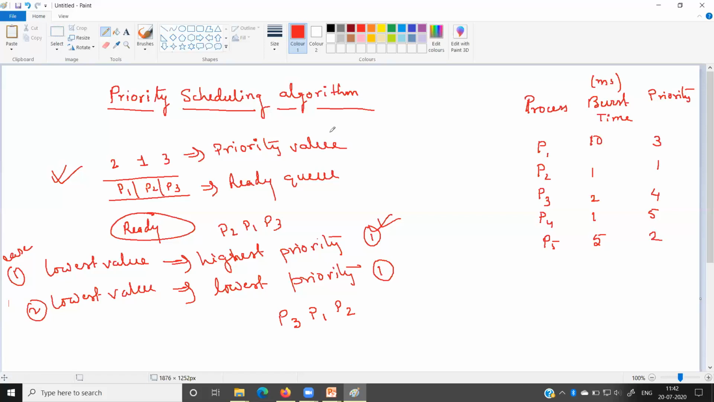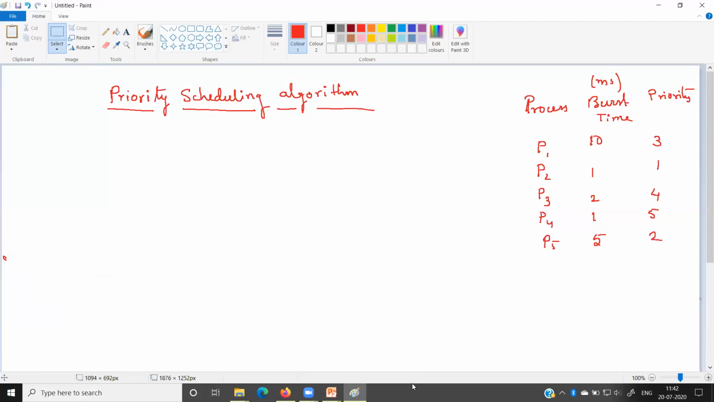Now, consider the example given over here. In this example, you can see there is a set of processes P1, P2, P3, P4, P5. The burst times are given in terms of milliseconds. Those are 10 milliseconds, 1, 2, 1, 5. And the priority values are also given: 3, 1, 4, 5, 2.